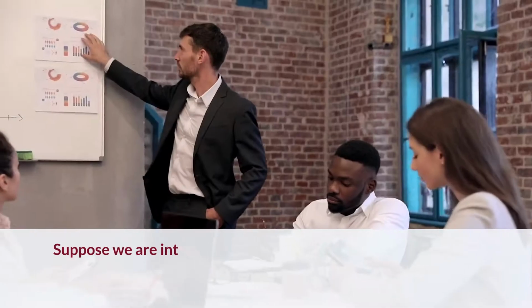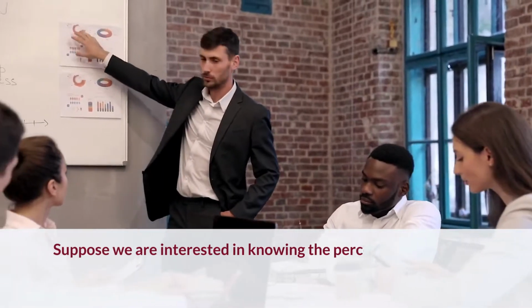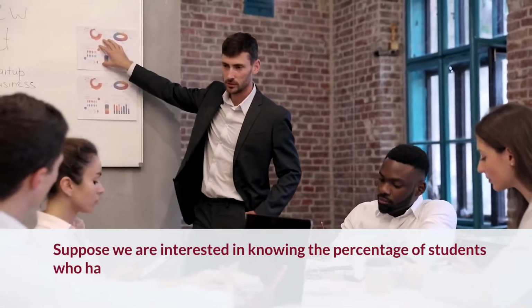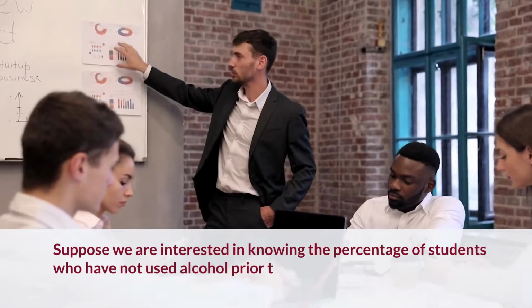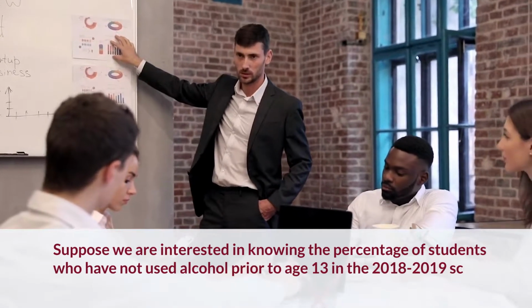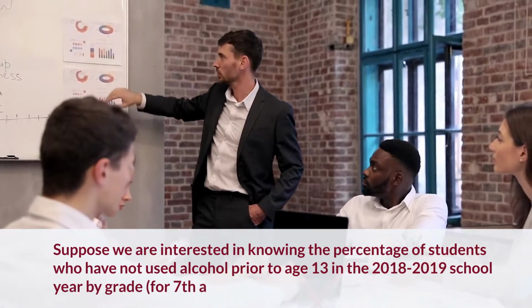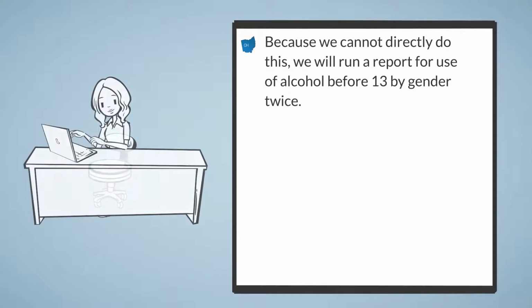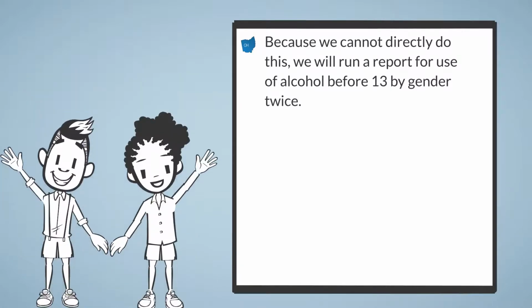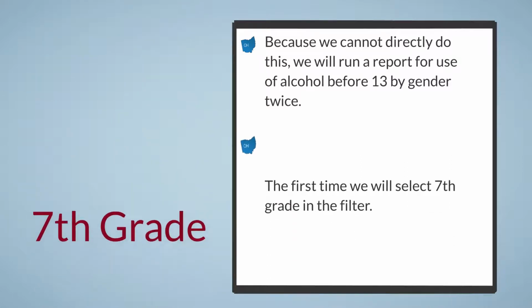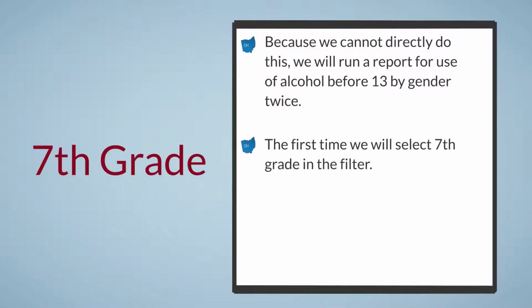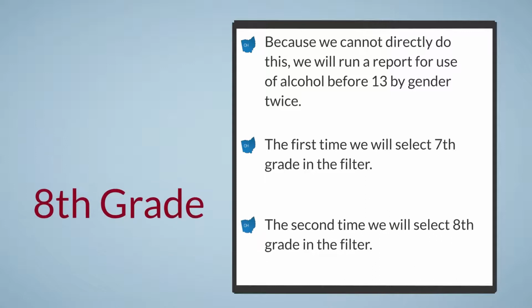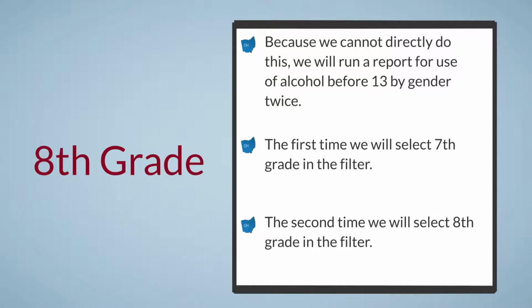For our example, suppose we are interested in knowing the percentage of students who have not used alcohol prior to age 13 in the 2018-2019 school year by grade, for 7th and 8th graders only, and by gender. Because we cannot directly do this, we will run a report for use of alcohol before 13 by gender twice. The first time, we will select 7th grade in the filter. The second time, we will select 8th grade in the filter.